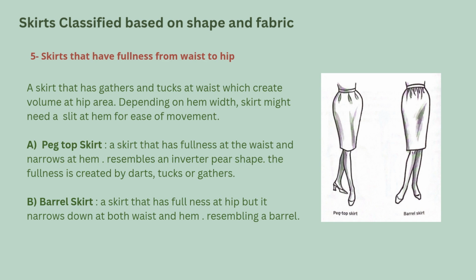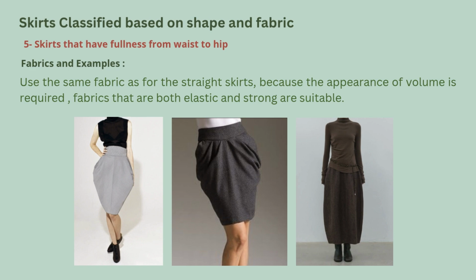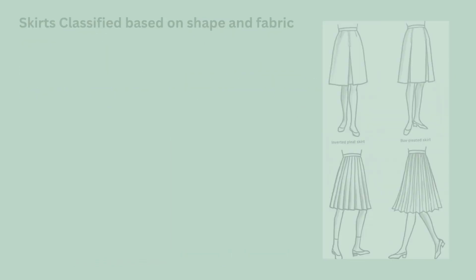The next one is barrel skirt, which has fullness at hip, but it narrows down both at waist and hem, resembling a barrel. Depending on the hem width, these skirts might need a slit at hem for ease of movement. These are some examples of peg top skirt and barrel skirt. We need to use the same fabric as for the straight skirt because the appearance of volume is required. Fabric that are both elastic and strong are suitable for this kind of skirt.